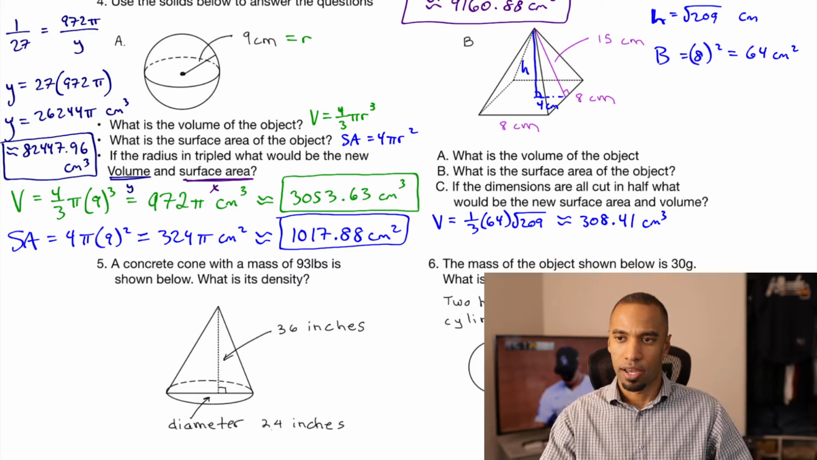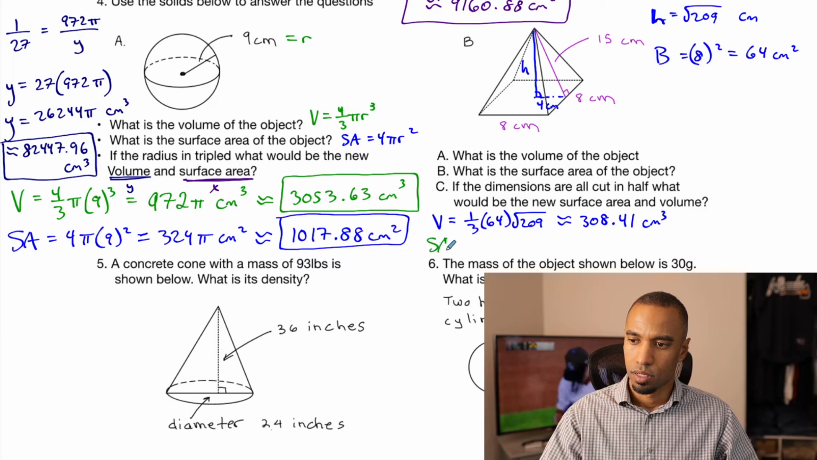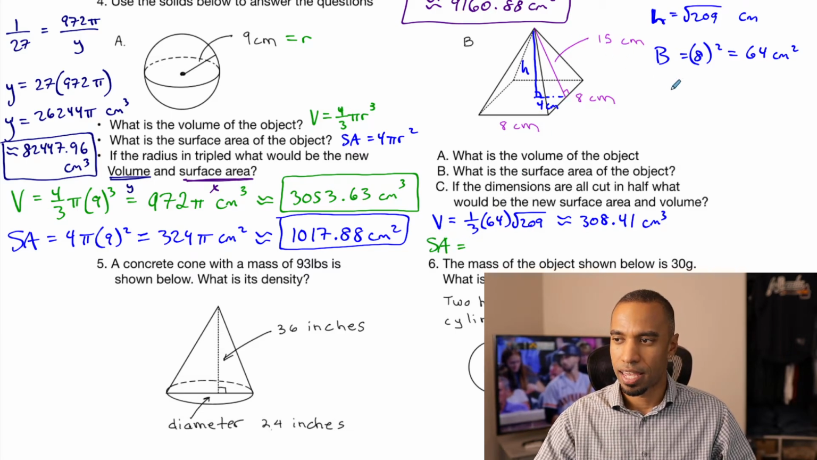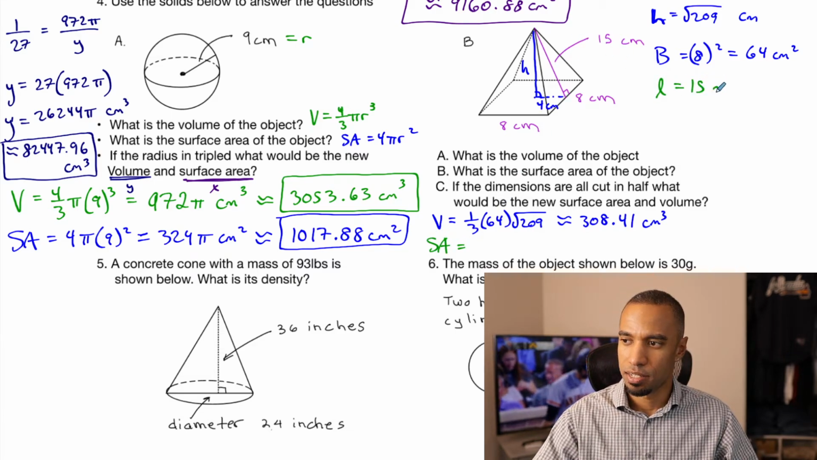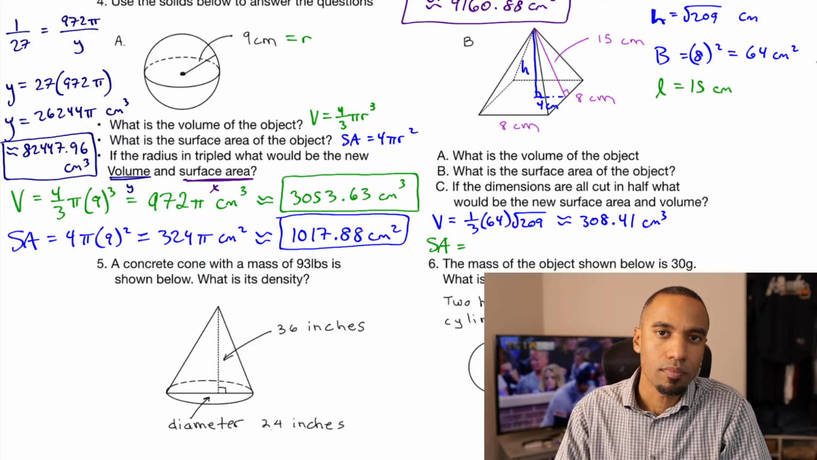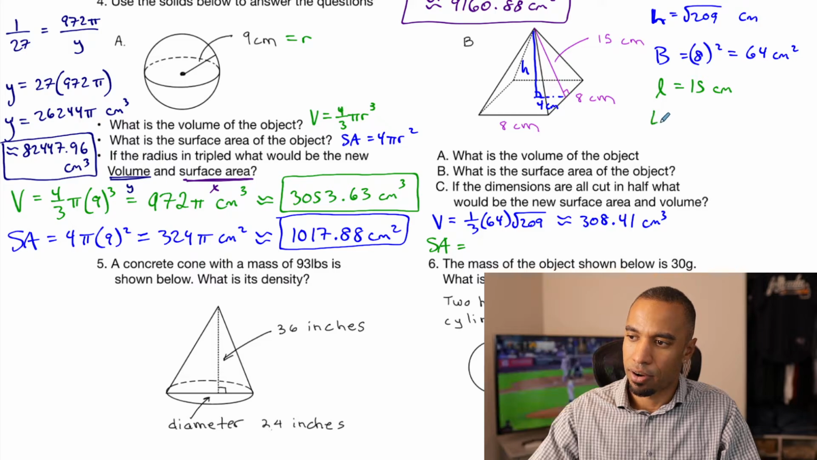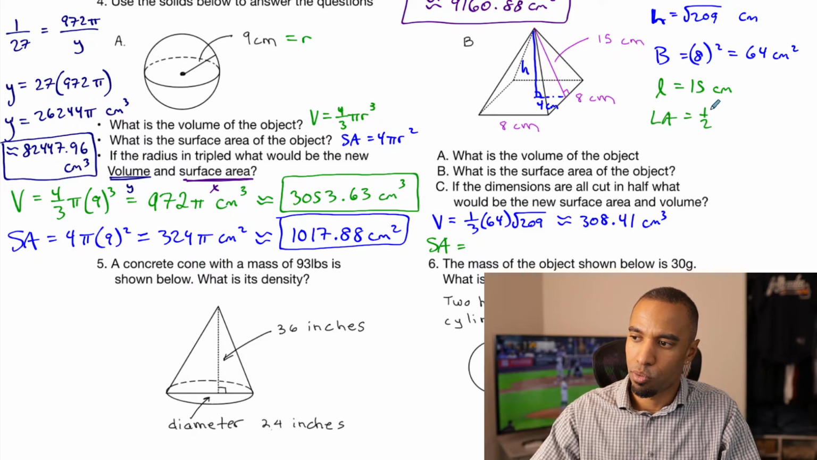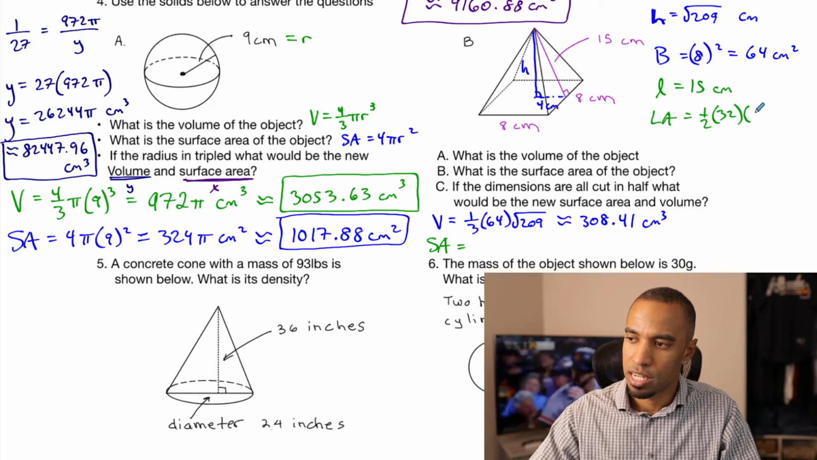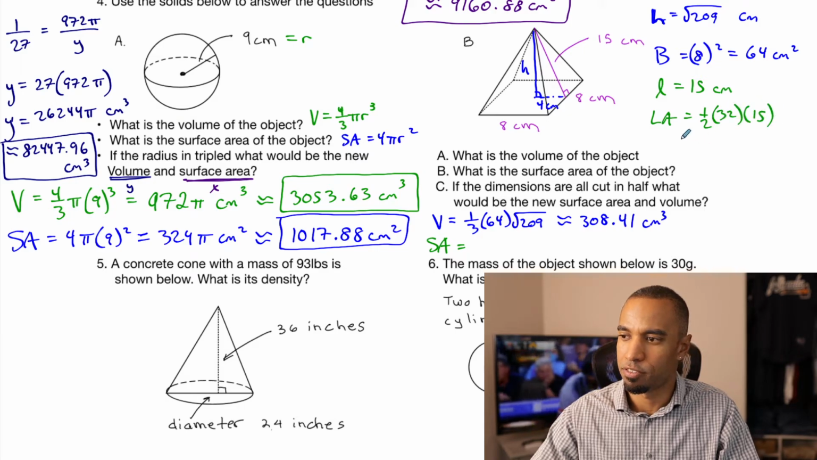The surface area. Surface area, we have the slant height as 15. We need the perimeter of the base, right? The lateral area is 1/2 perimeter of base. That's 8 times 4. That's 32. Perimeter of base times the slant height there of 15.